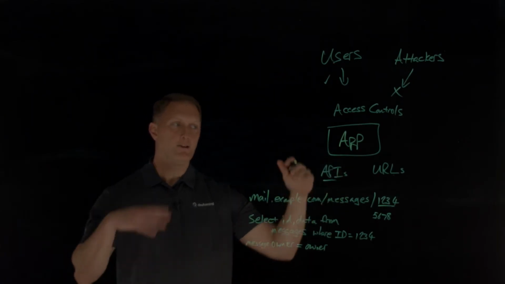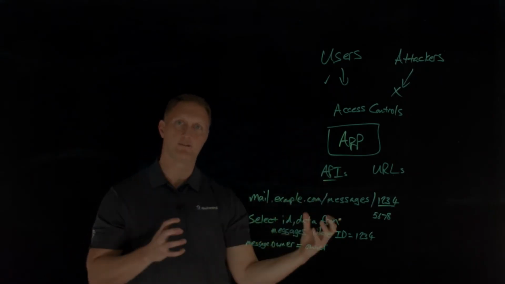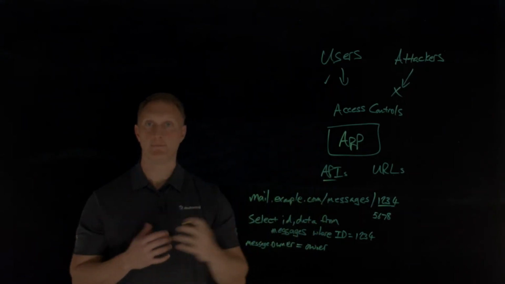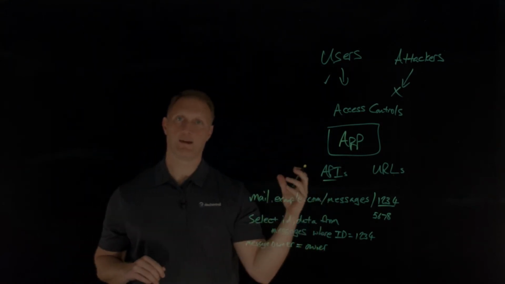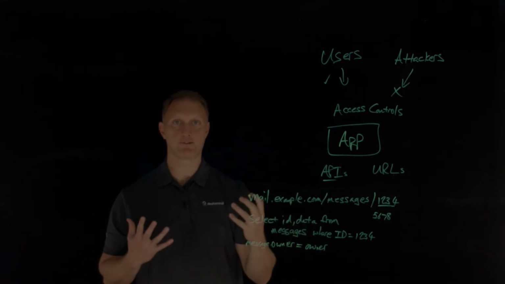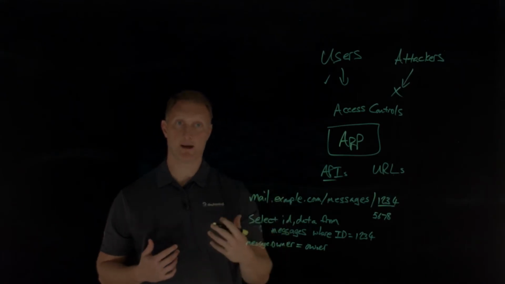Okay, talking about a couple of common access control vulnerabilities, these would be things like violation of the principle of least privilege or deny by default, right?